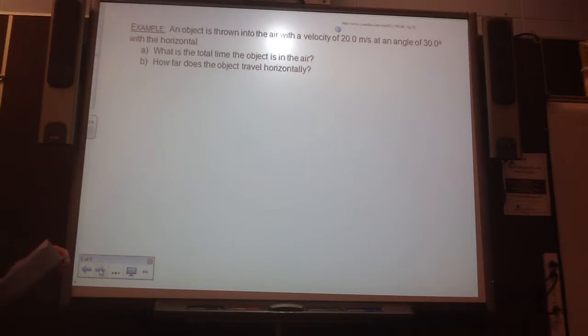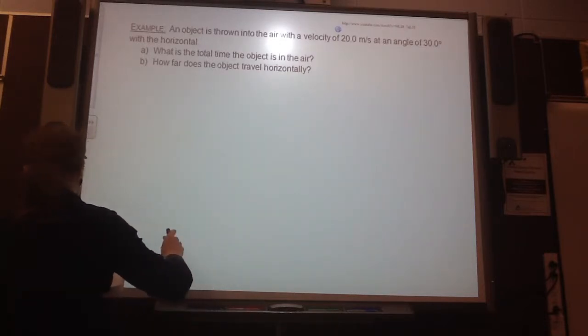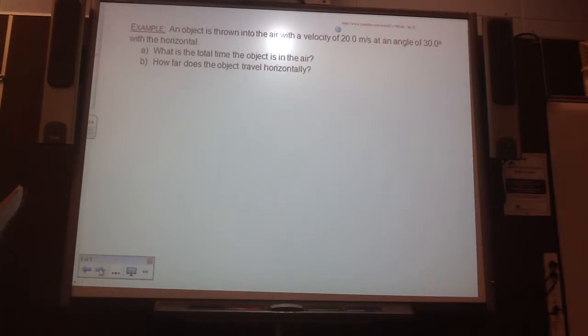Okay, so an example. An object is thrown into the air with a velocity of 20 meters per second at an angle of 30 degrees with the horizontal. So that's 30 degrees from the ground, or from wherever it was shot from. What is the total time the object is in the air, and how far does the object travel horizontally? So we need to break this all down into horizontal and vertical ideas.